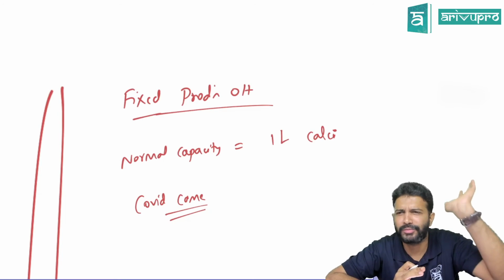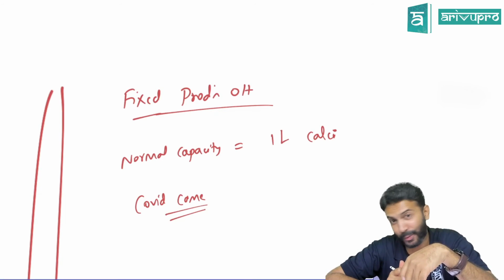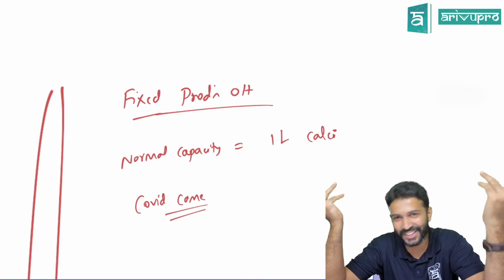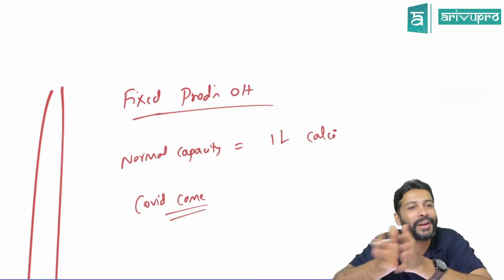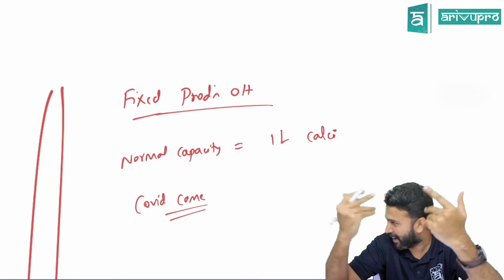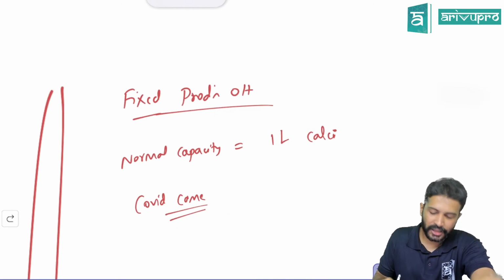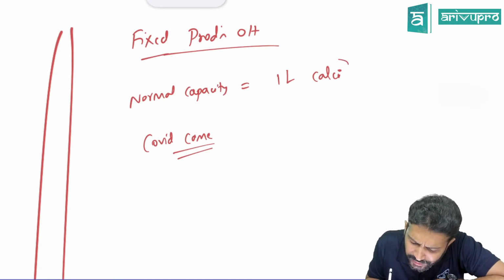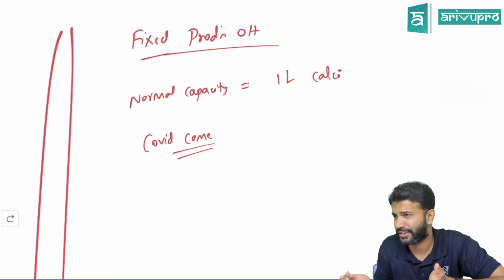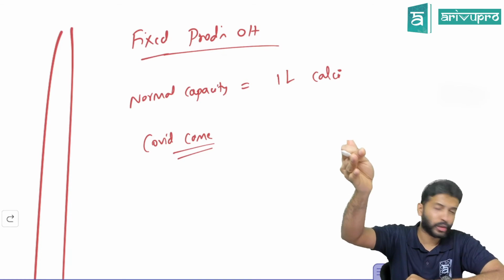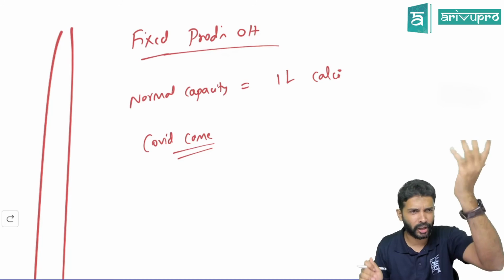COVID hit. You know, that lockdown and all. I think now it looks like a distant dream, but it happened, right? Whether you're a crorepati or a pauper, it doesn't matter. Everybody was locked in. So, let's say COVID came. Now, can I produce 1 lakh calculators? First of all, the factory was shut. The lockdown was lifted somewhere in February or March, if you remember.